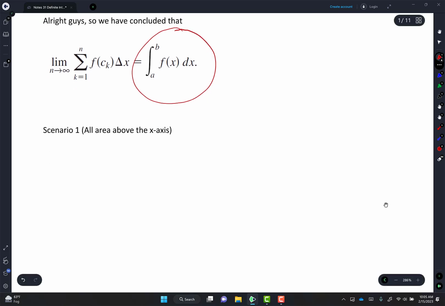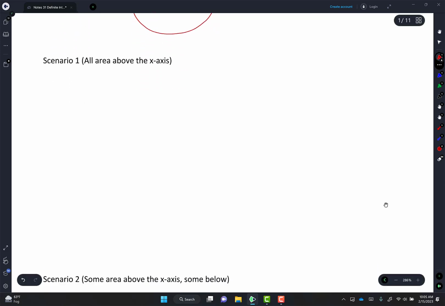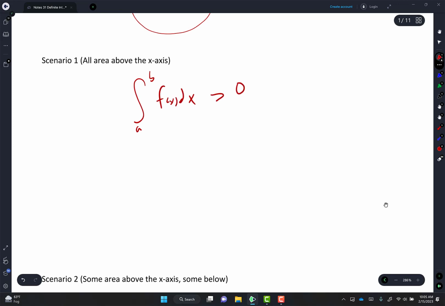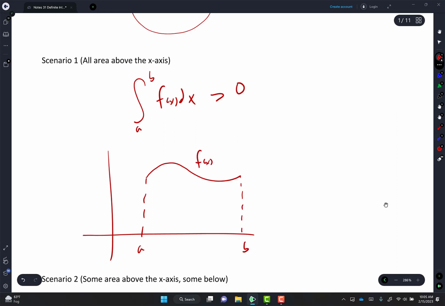So what does this mean? You have three scenarios, all area above the x-axis. So let me go ahead and write what that is. I'm going to write area of a to b of f of x dx greater than 0, and that means this. I'm going to draw a grid. It doesn't have to be perfect. Here's a, that's my lower limit. Here's f of x, and here is b, and that means all this.